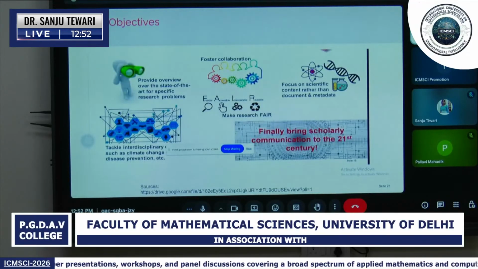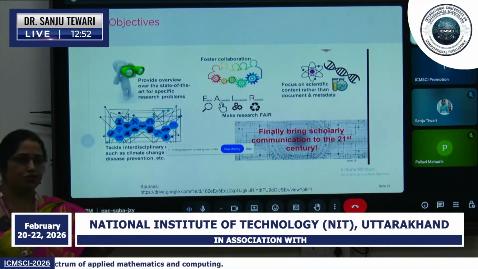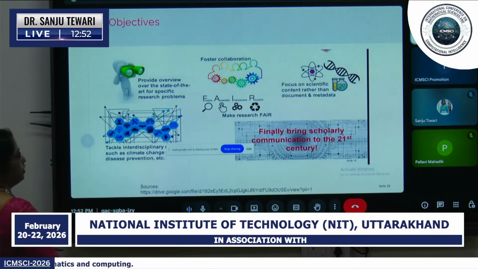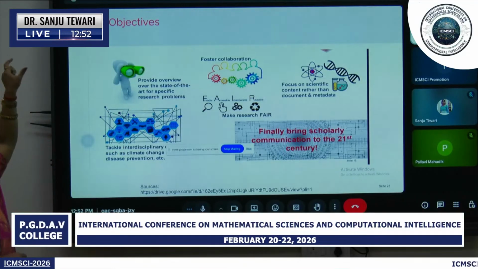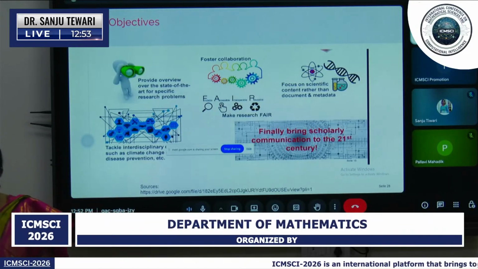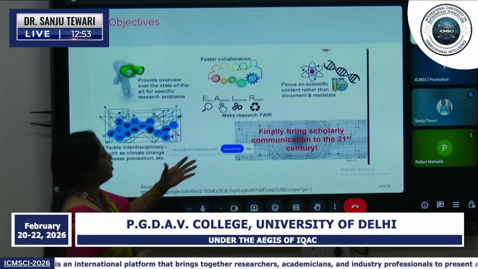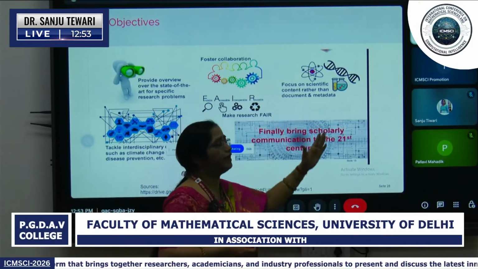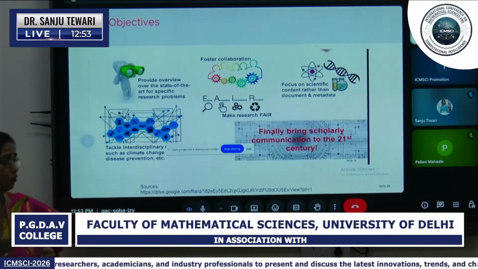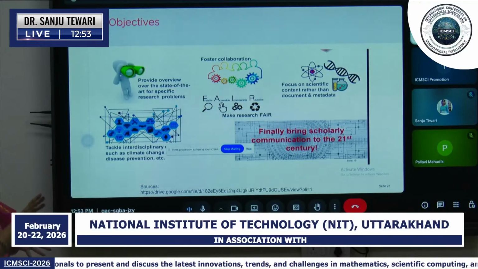Now, what are the major objectives of the Open Research Knowledge Graph? Provide an overview of the state of the art for a specific research problem in any stream of science. Foster collaboration, as you have seen, every contribution, either a paper or a comparison or a visualization, has a particular unique ID, and we can reuse all of it. Focus on scientific content rather than documents and metadata. It's not only about comparing metadata; the primary task is to focus on and extract the scientific content.